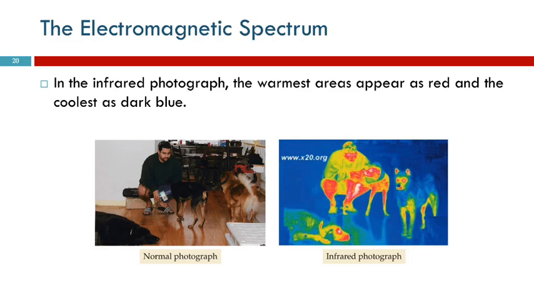Here's a picture. So here's a normal photograph of a guy with a couple dogs. Apparently that poor dog had some surgery or something. He's got one of those stupid cones on his head. Why did they choose this picture? I have no idea.